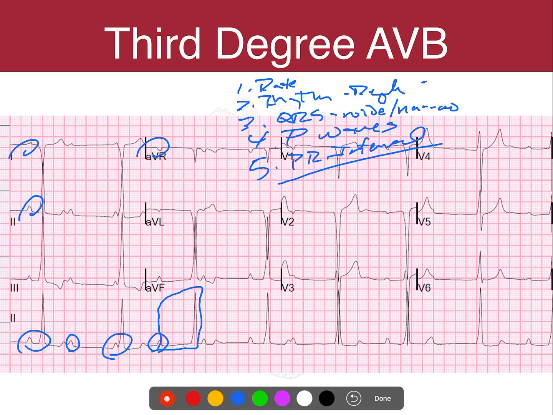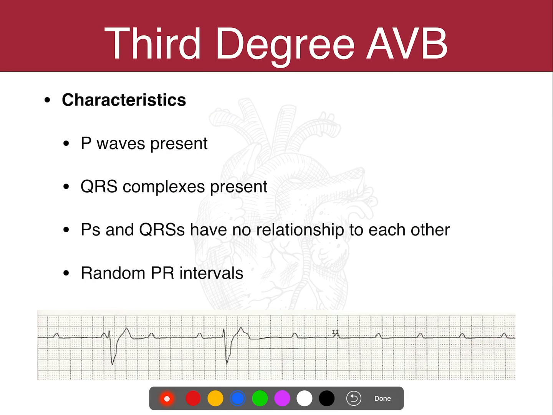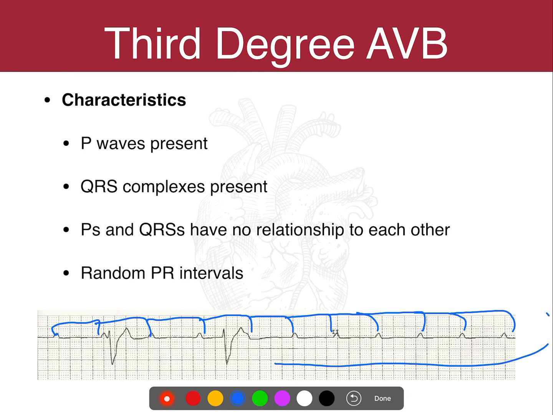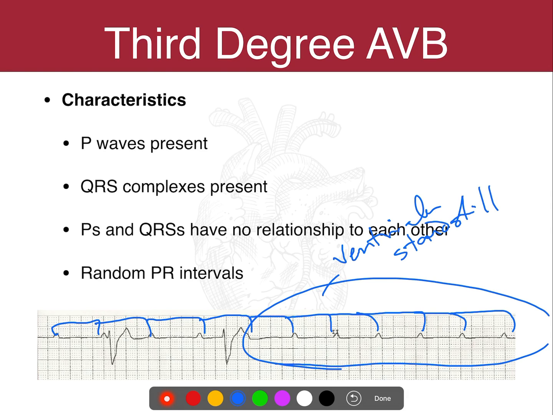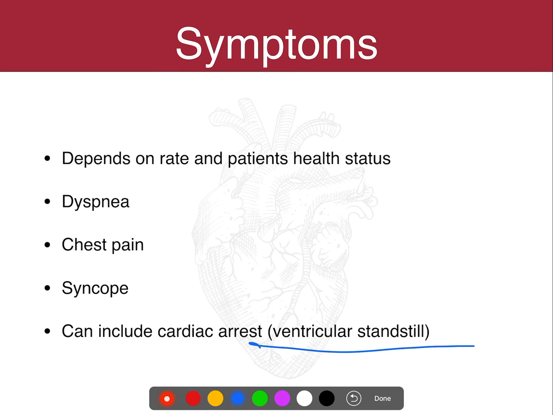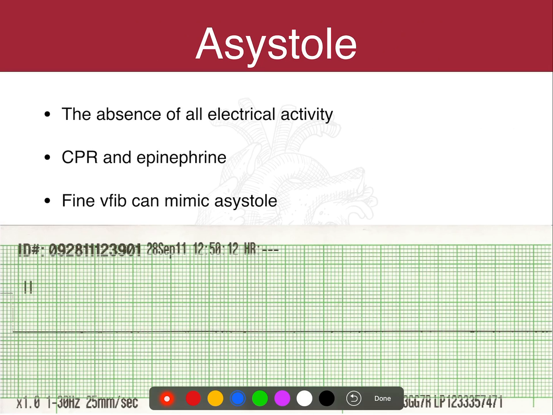Let's go back to our first rhythm strip here. So what we have is the P waves demonstrating themselves as nice and regular throughout the strip, but then we drop off these QRS complexes and we're left with nothing but a series of P waves. This over here is called ventricular standstill. Without ventricular contraction, we have no cardiac output, and this is going to cause the patient to go into cardiac arrest.